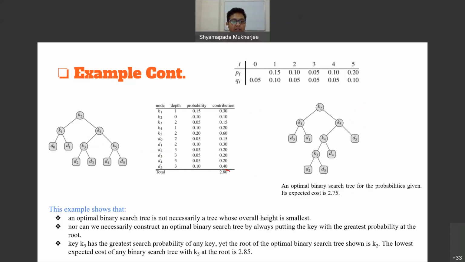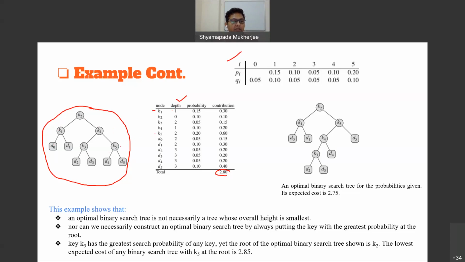The expected search cost we can calculate in this way, with the table we have already seen. Suppose we want to find the expected search cost of this tree. We take the expected search cost for each particular node, so we need to calculate the depth of each node. Depth of k1 is 1, depth of k2 equals 0, depth of k3 equals 2, depth of k4 equals 1, depth of k5 equals 2, depth of d0 equals 2. In this way we can find the depth of all the nodes from our basic knowledge of trees and their nodes.